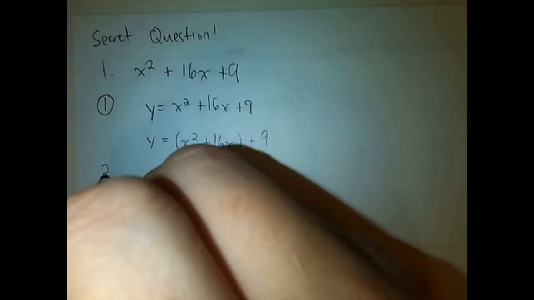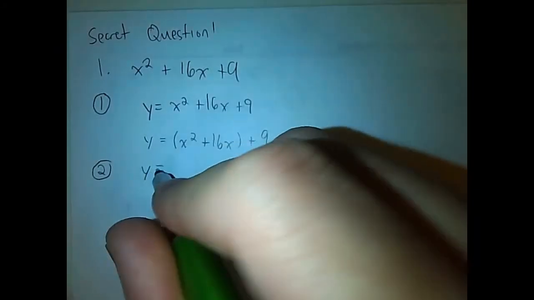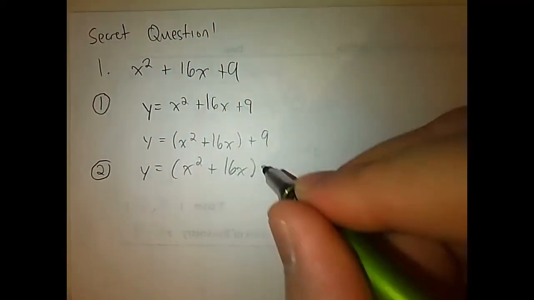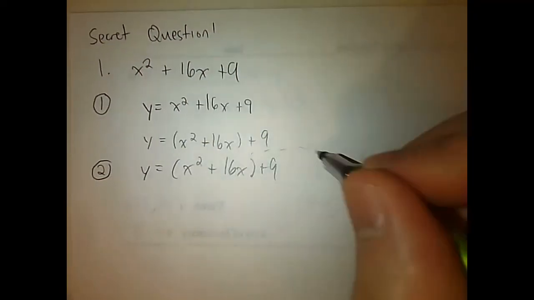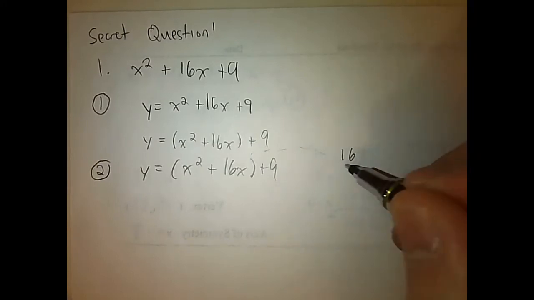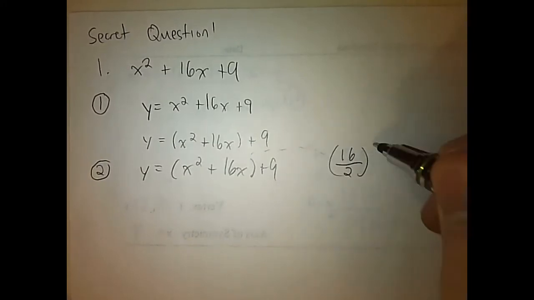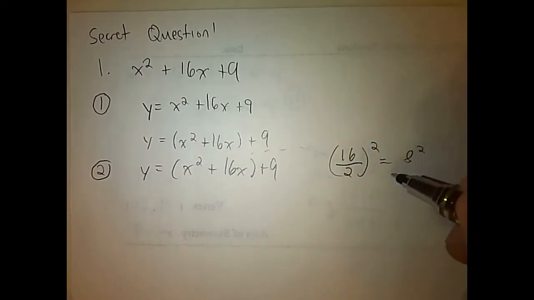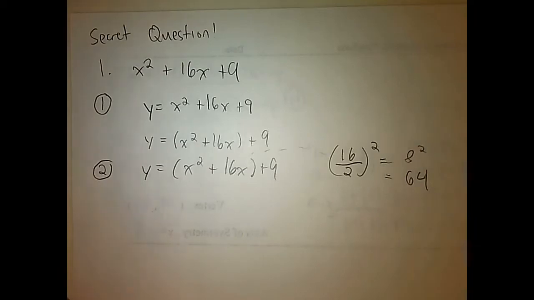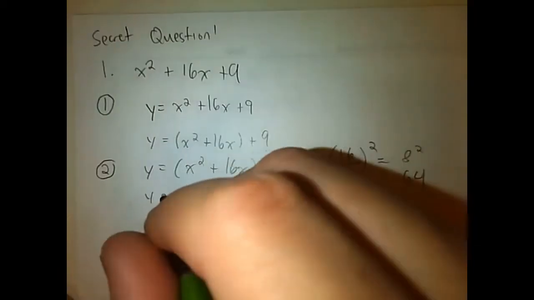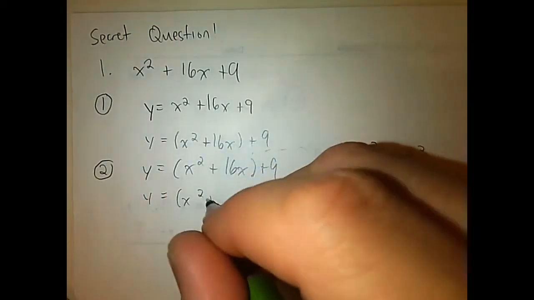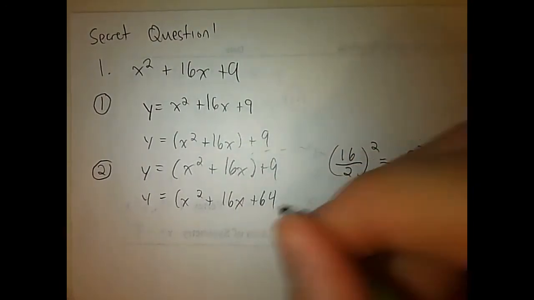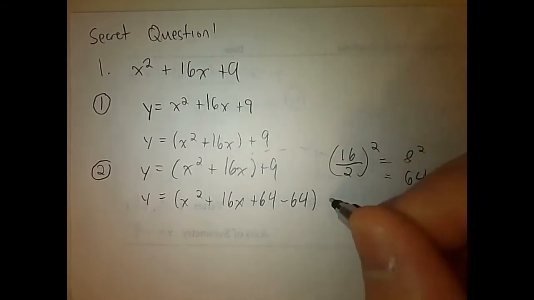Then step number 2 was when I do the thing in the middle, where on the outside here, I get the 16 divided by 2, and then square it. 16 divided by 2 is 8 squared, which is 64. So I'm going to add and subtract that inside the brackets.